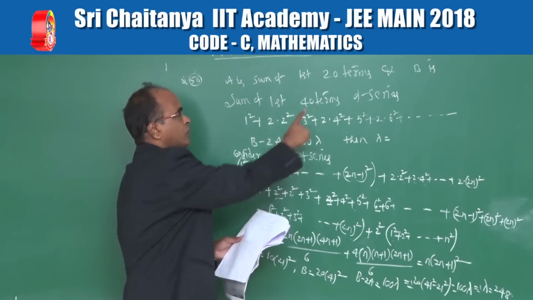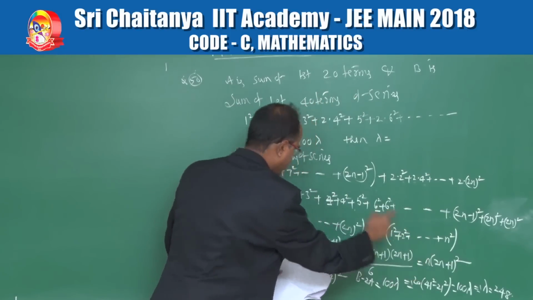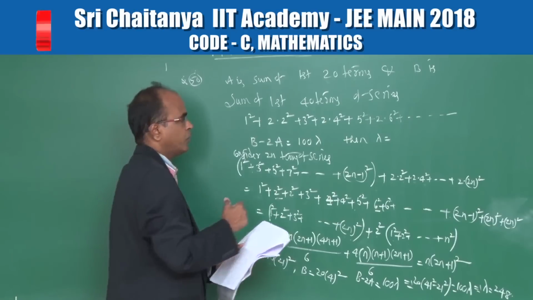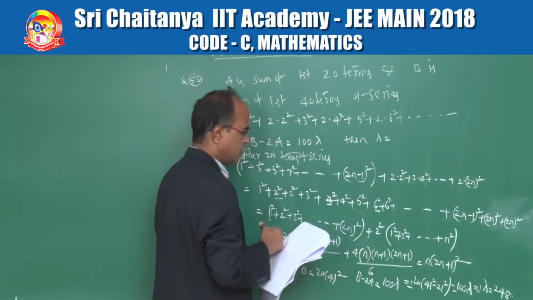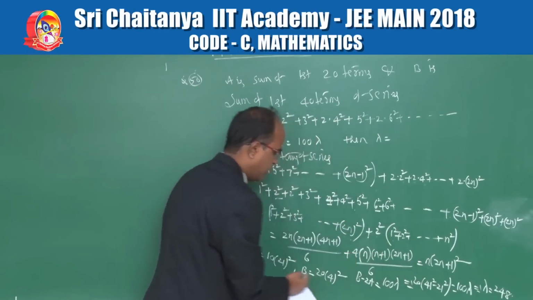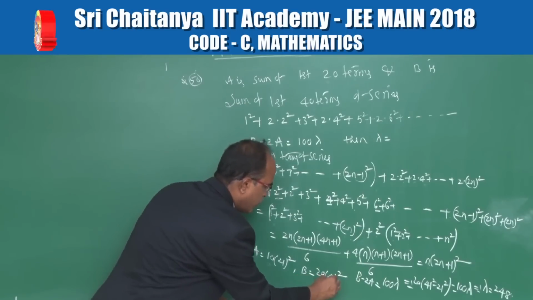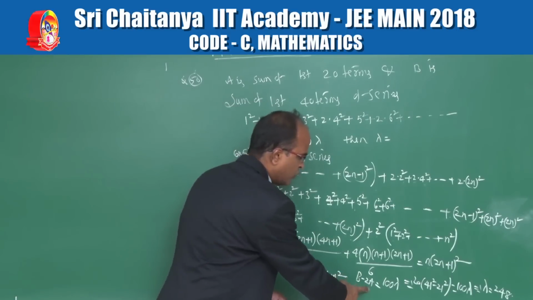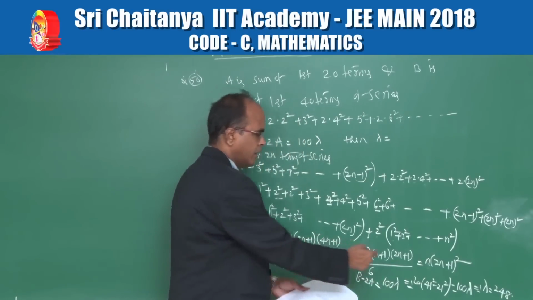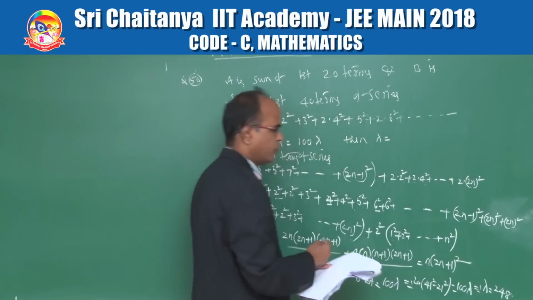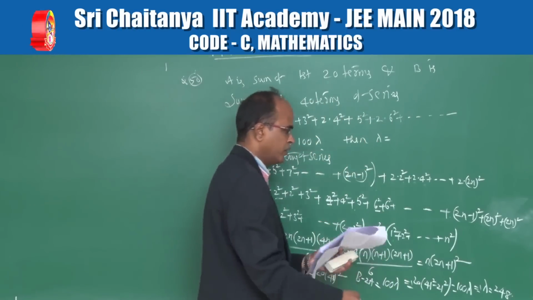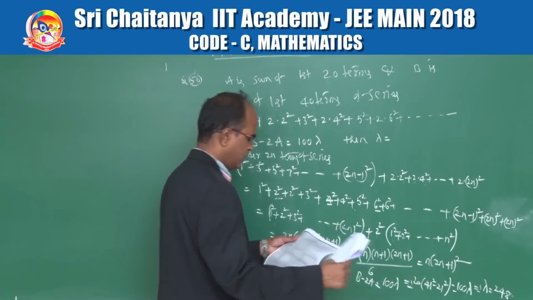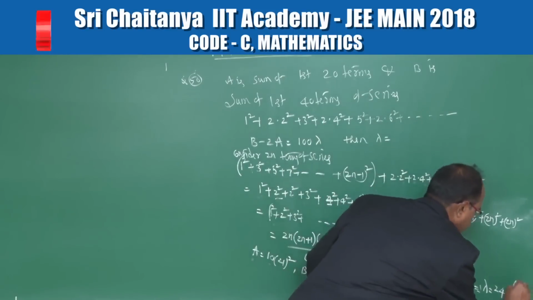And to get the sum of first 20 terms, we put n as 10 here, giving you a as 10 into 21 square. And to get the sum of first 40 terms, we put n as 20, giving you b as 20 into 41 square. So we get b minus 2a is equal to 100 lambda, as 20 into 41 square minus 21 square is 100 lambda. So we get lambda as 248, giving you option A, that is 1, as the solution.